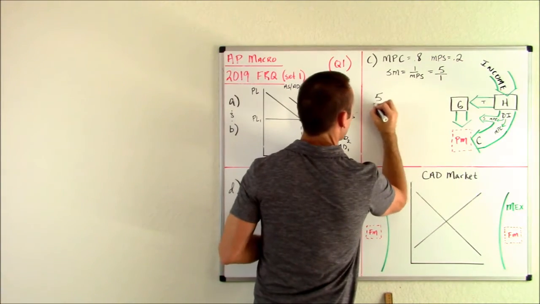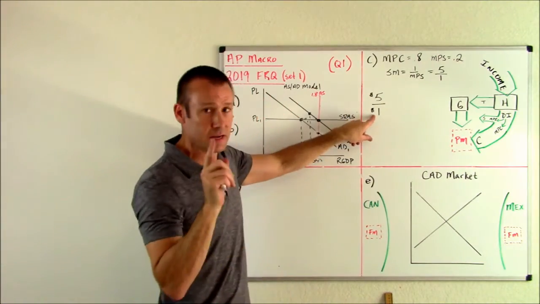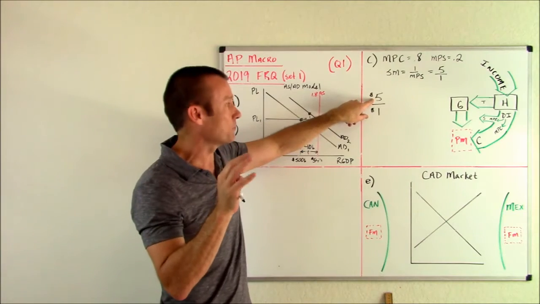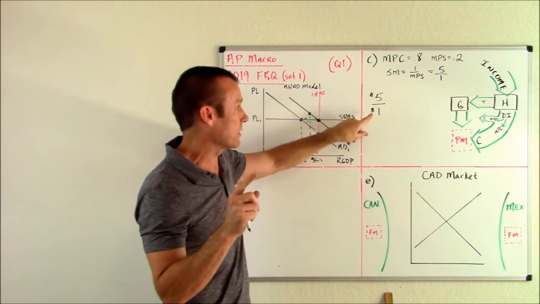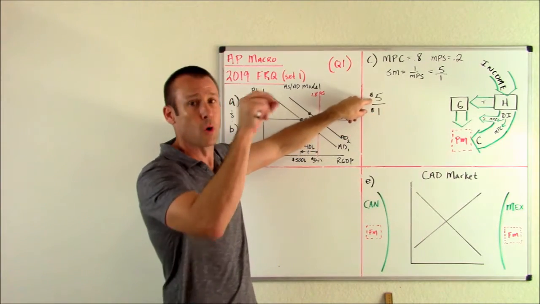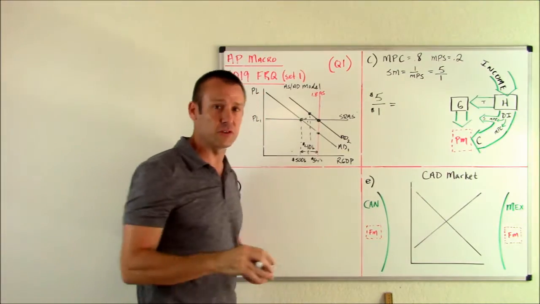So 5 over 1. What it's saying is this. For every initial change in spending of $1, we will get a total change in spending of $5, okay? So for every initial change in spending of $1, we get a total change in spending of $5. How much do we need AD to shift by?